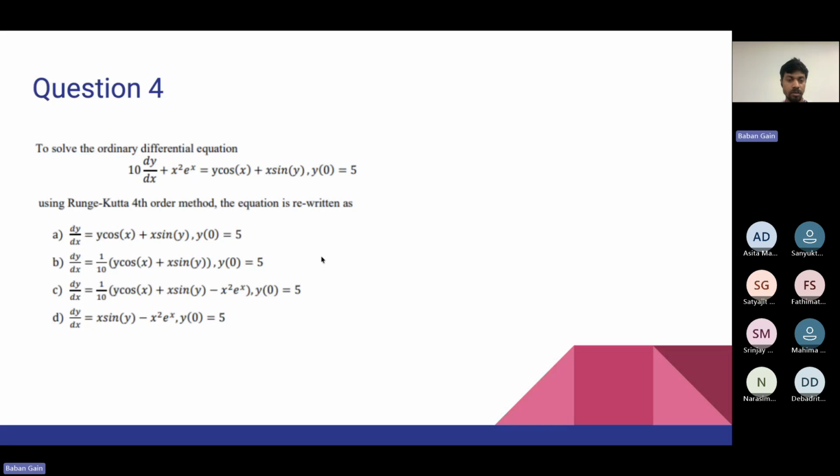Answer is the okay. Yeah, so C is the correct option. So basically, just for a moment, ignore this part. Why is y of 0 equal to 5? At first you have to move this part, x square e to the x, to the right hand side. So plus here will become minus. So this one and 10 is multiplied with dy dx. So if it is on the right hand side, it will get divided. So it will be 1 by 10 into this one minus this one. So C is the correct option.